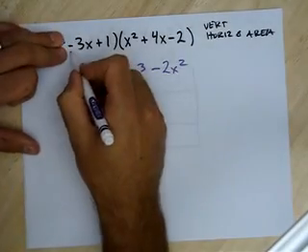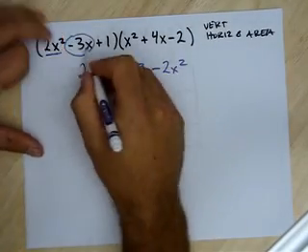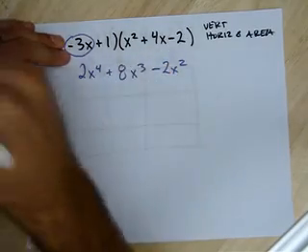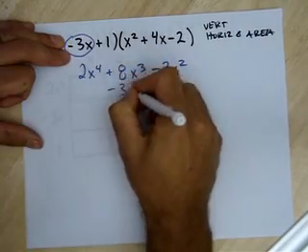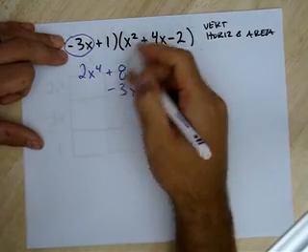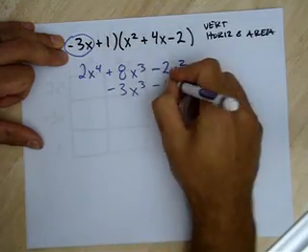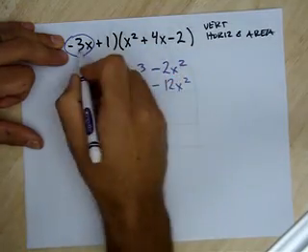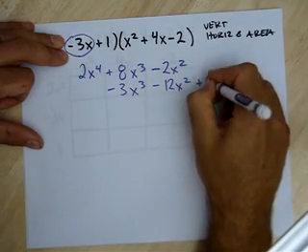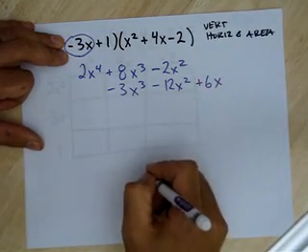Now I got to go to my negative 3x. Remember, this is a negative 3x. Let's send this guy through. Negative 3x times x squared is negative 3x cubed. I'm going to put it under here. Negative 3x times positive 4x is negative 12x squared. Negative 3x times negative 2 is positive 6x. Alright. Am I done?